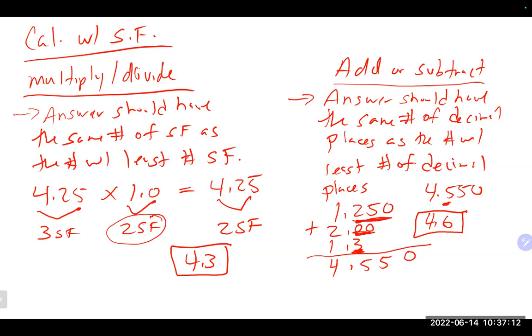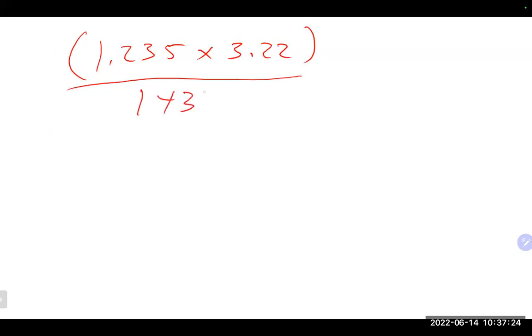So if we did something like 1.235 times 3.22 divided by 14368. Now, if we were going to do this, the first thing that we typically would do is the stuff in the parentheses. And in the parentheses here, we are multiplying, which means we should be looking at significant figures. On the top, we have 4 significant figures for this guy. We have 3 significant figures for this guy, which means technically when we get an answer for the top part, it should have 3 significant figures.